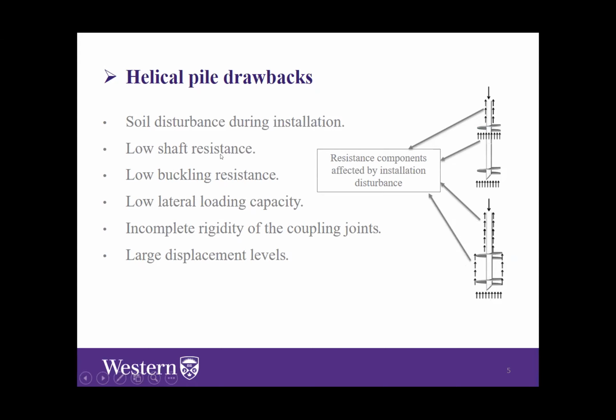Besides, we have low shaft resistance, low buckling resistance, and low lateral loading capacity. Because as you can see, the helical pile here has a very small cylinder shaft. This shaft diameter can be as low as 4.5 inches, which is slightly greater than 10 centimeters. There are, of course, some large diameter helical piles, but the popular ones are those from 4.5 inches to 10.5 inches. So we have a small diameter, which will decrease the resistance of the shaft, the buckling resistance of the shaft, and the lateral capacity of the helical pile.